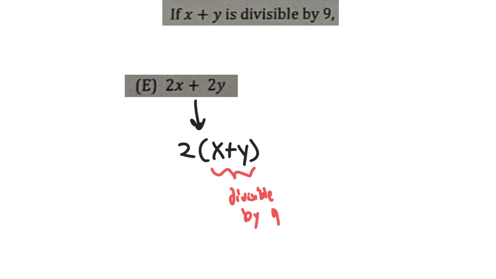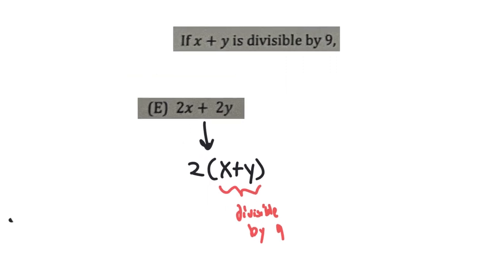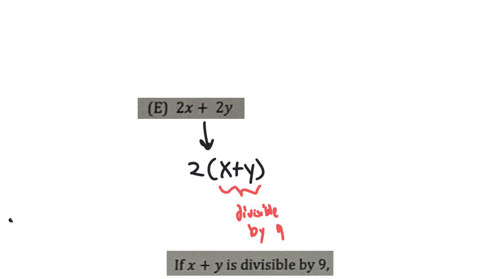Okay, how do I know? Because we just said that, because of this information, right? So we know x plus y is divisible by 9 because they literally told us that. So it's going to be 2 times some number that's divisible by 9. If you take any number that's divisible by 9 and then multiply it by whatever, it's still going to result in a number that's divisible by 9. You can put that to the test. Take any number divisible by 9, multiply it times stuff, and it will still be a number that's divisible by 9. Okay, so that's how that one works.